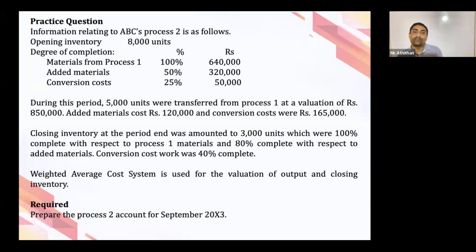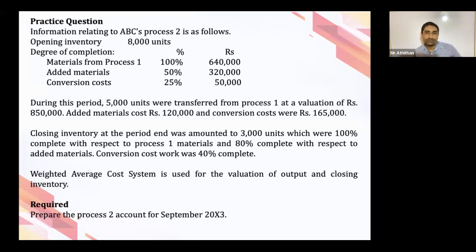Closing inventory at the period end amounted to 3,000 units, which were 100% completed with respect to process 1 material. Closing inventory எவ்வளவு இருக்குன்னு பார்த்தோம்னா 3,000 அலகு இருக்கு. அதன் detail valuation பார்க்கிற போது process 1 மூலப்பொருட்கள் 100% complete. 80% complete with respect to added materials. மேலதிக மூலப்பொருட்கள் 80% complete. Conversion cost was 40% complete. Right. So this is closing.